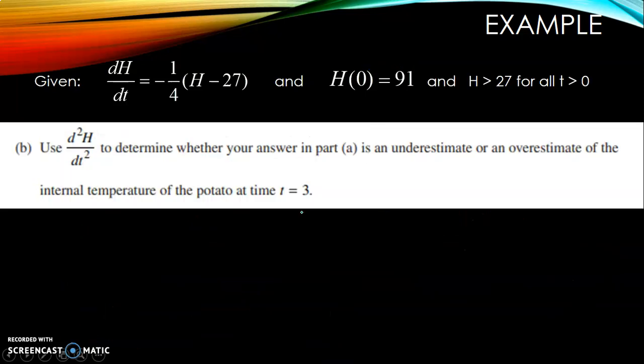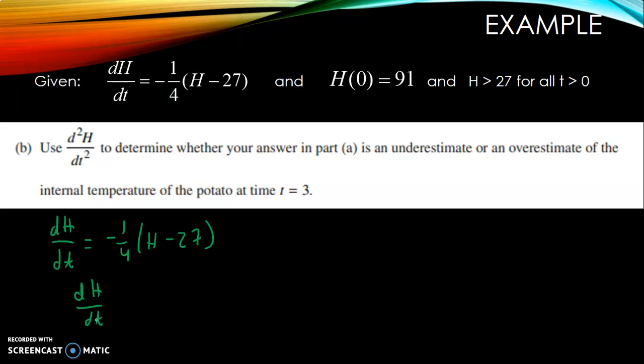All right, now let's look at part B, which asked us to use the second derivative to determine whether my answer from part A is an underestimate or an overestimate of the internal temperature at time t equals 3. So if I start with dh/dt, and I want to find d squared h over dt squared, I want to find the second derivative, I'm just going to take the derivative. Now, I think for me it's easier to think about this problem if I distribute the negative 1/4 first. So negative 1/4 h plus 27/4. This way, when I take the derivative, I don't have to worry about product rule or anything like that.